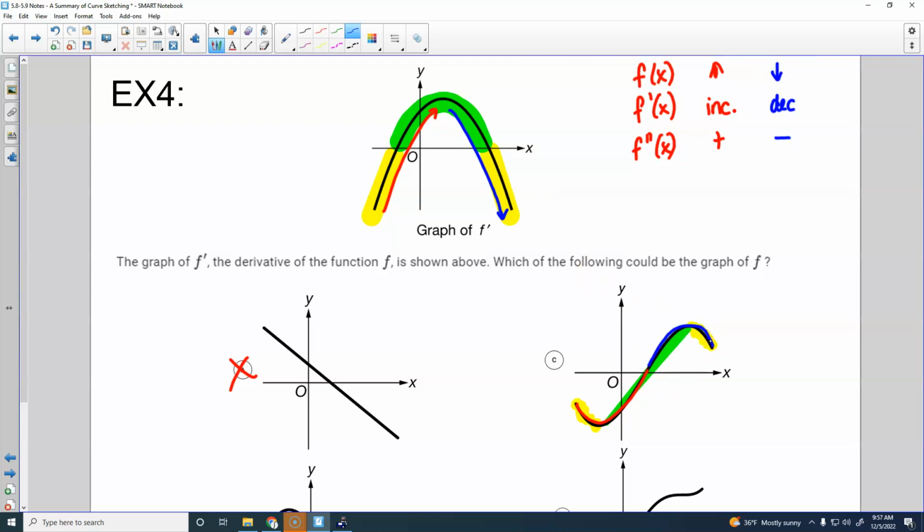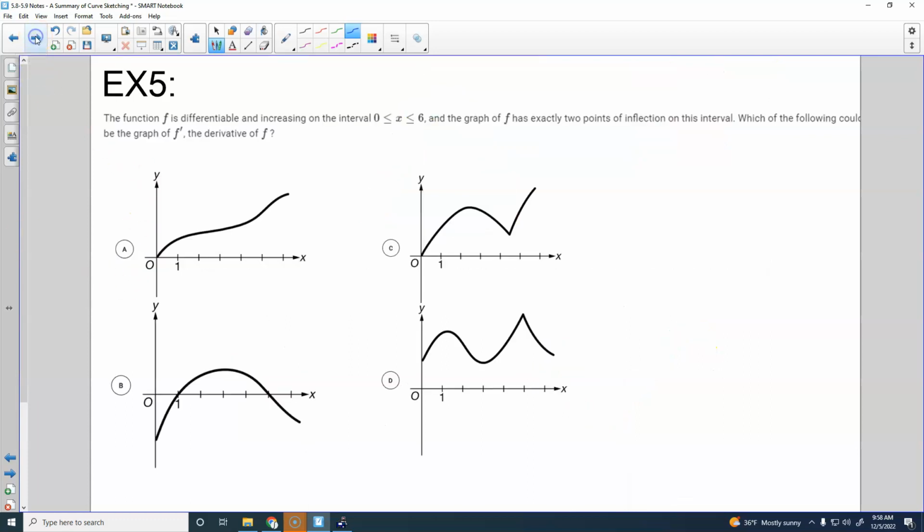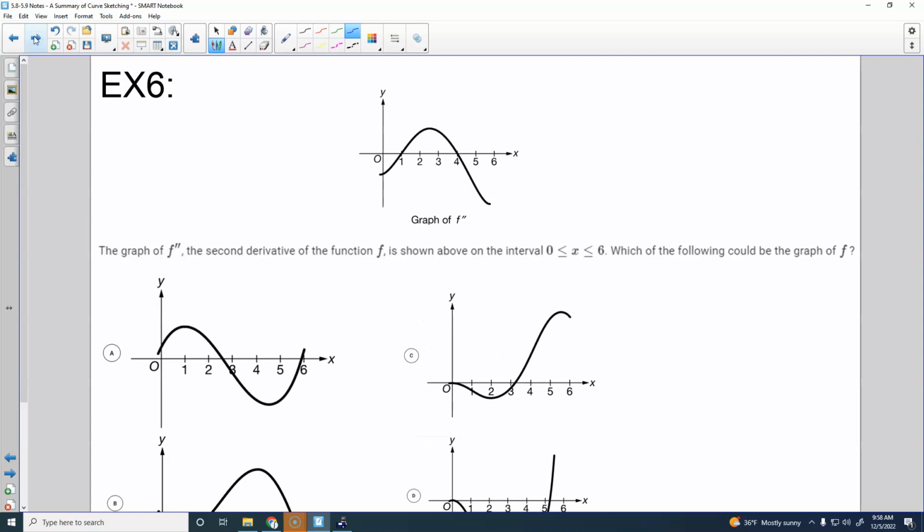Now, you could probably choose this one without considering concavity, but it's still like an extra help to confirm that you are correct. And we are out of time, so we're not going to do these last two. We might try to do one of those as a warm-up.